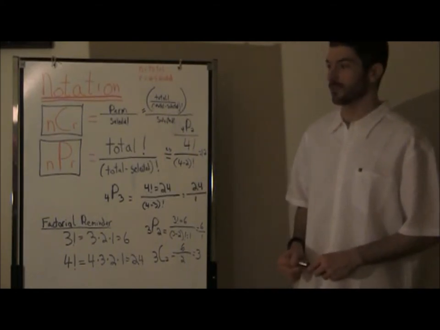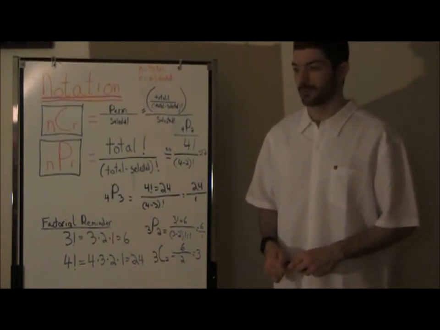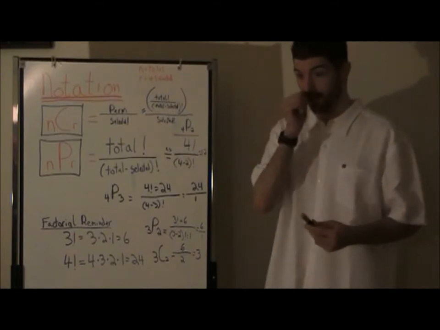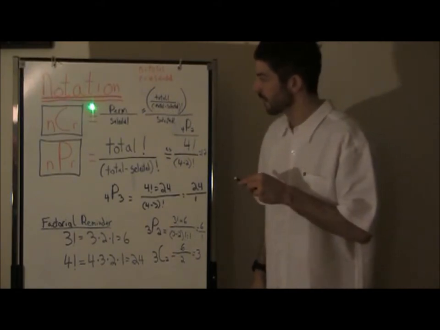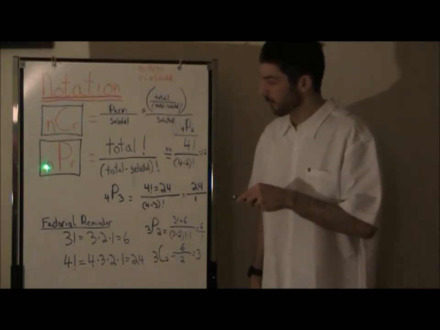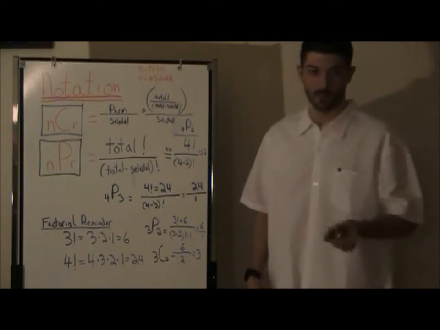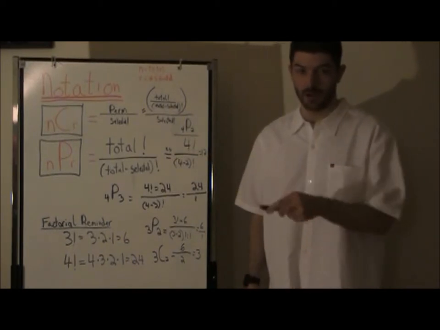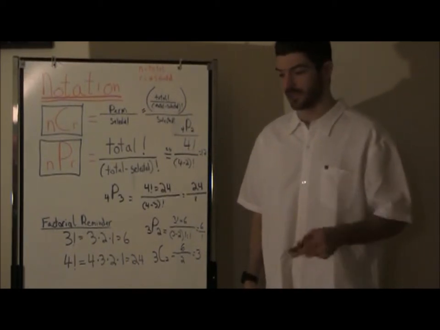It allows you to symbolize things with very few characters, and it's awesome. Very few numbers and letters. So, notation. For combinations, it's nCr. Permutations, it's typically nPr. That's the most common. You might see C(n, r) or P(n, r).